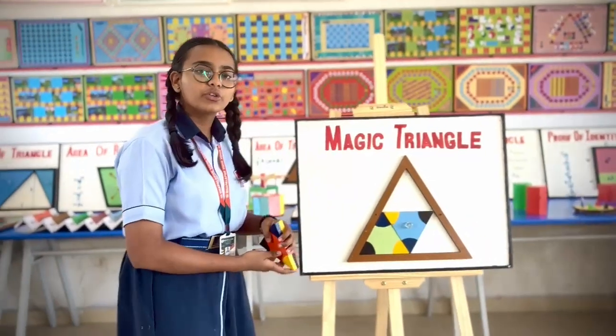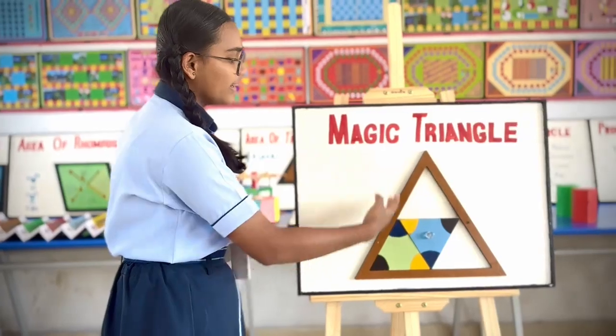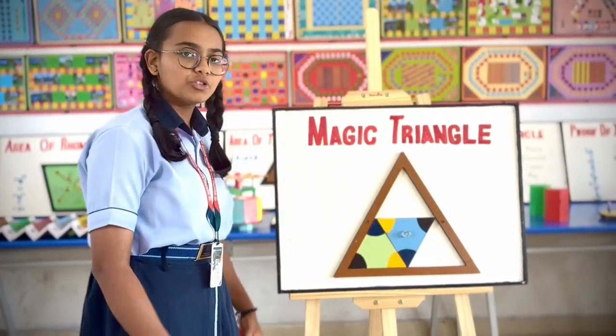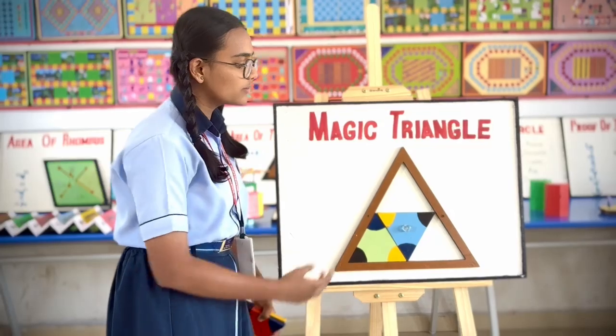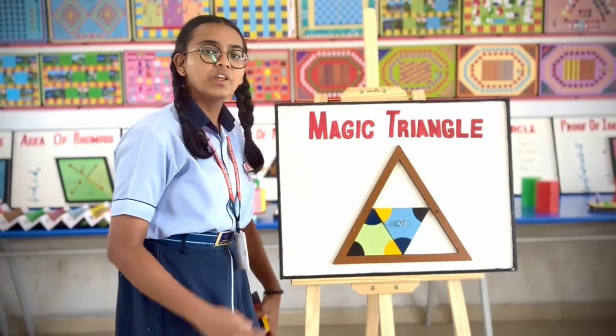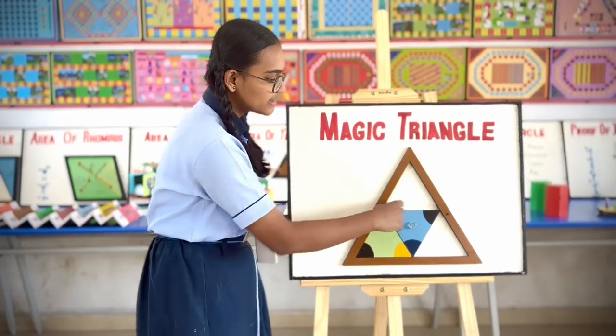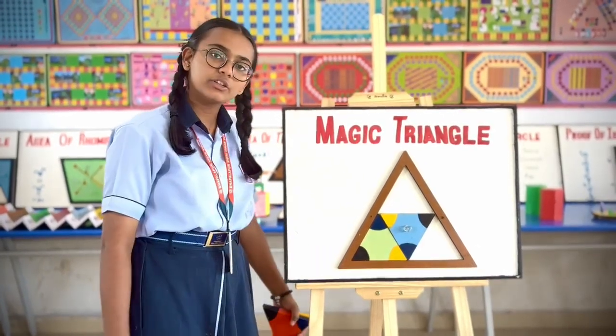Through this model, we not only get to know about the properties of a triangle, but also of the parallelogram. Here, I am using 2 congruent triangles and placing them here to get a parallelogram. The first property of the parallelogram states that the opposite sides of a parallelogram are parallel to each other.